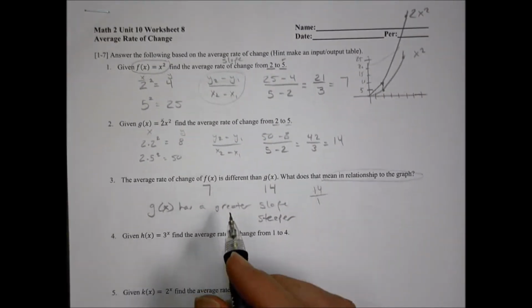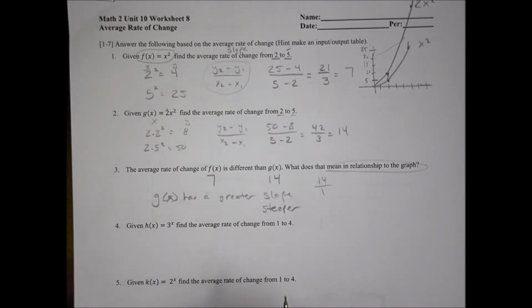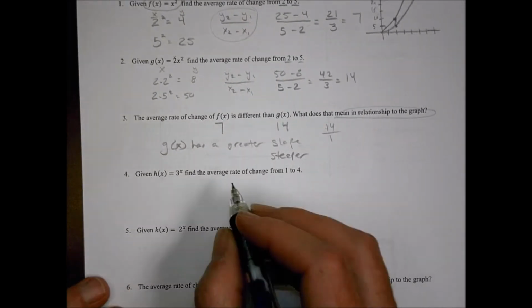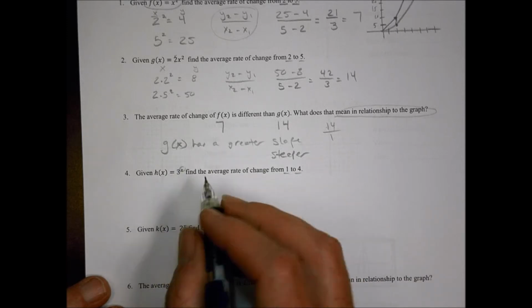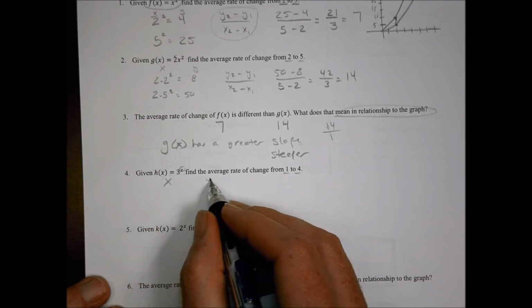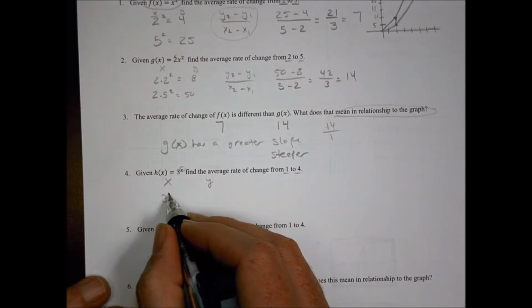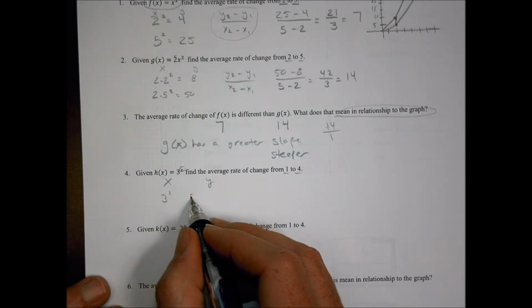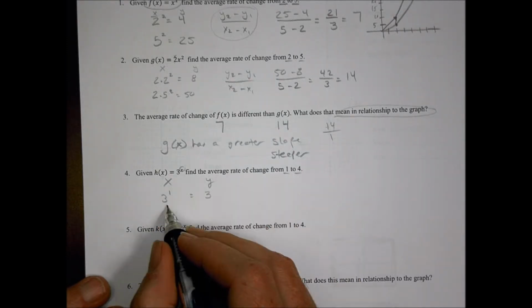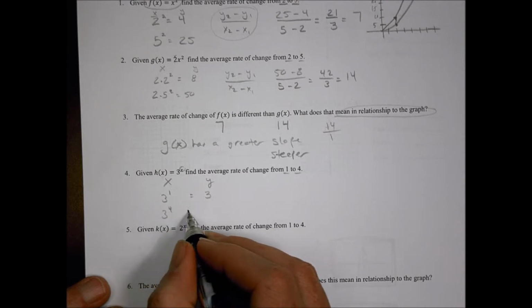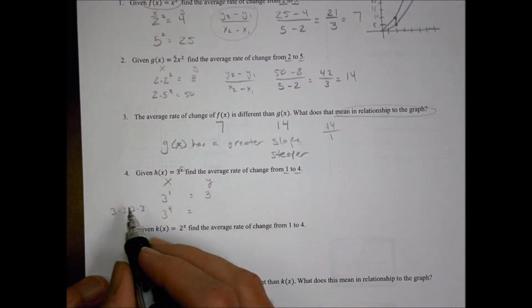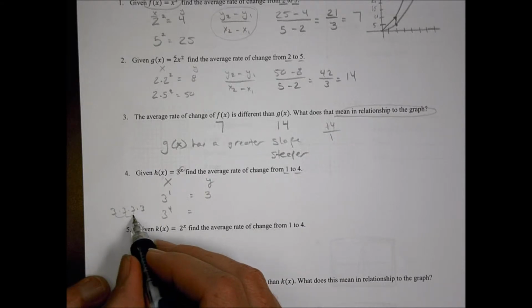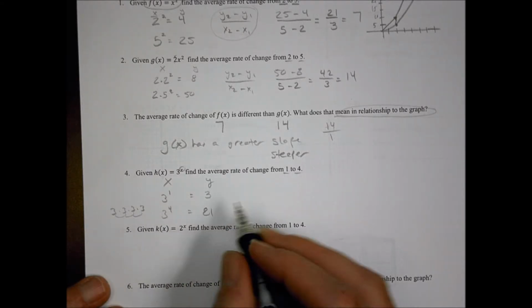The next one, 4, 5, and 6, we have 3 to the x, find the average rate of change from 1 to 4. So we're going to use those values and plug them into that x right there. So here's x, here's y. We're going to do 3 to the first power, which is equal to 3. And then we'll do 3 to the fourth power here. So that's 3 times 3 times 3 times 3. 3 times 3 is 9, times 3 is 27, times 3 is 81.